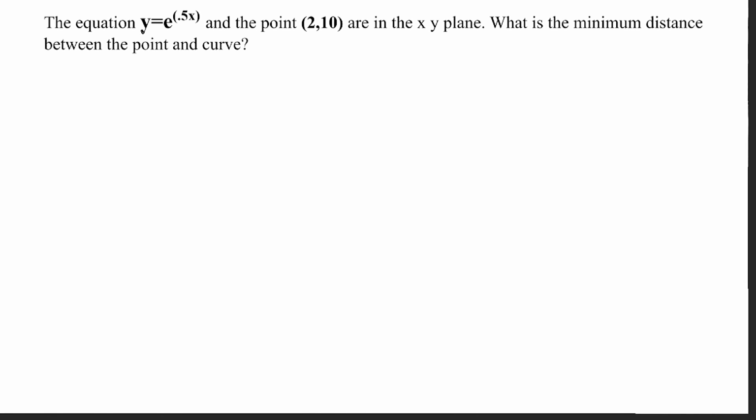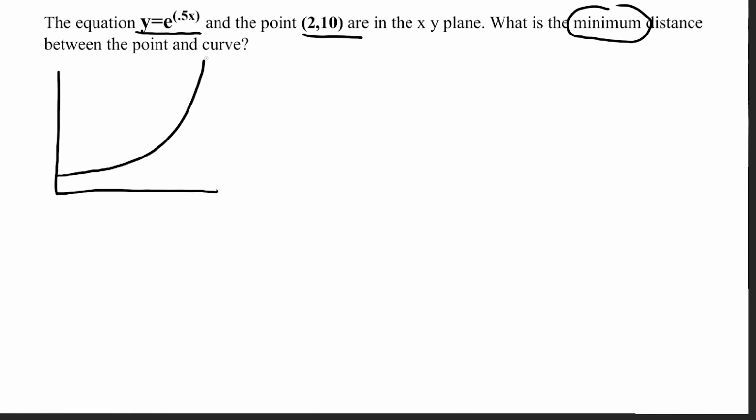So the equation y equals e to the 0.5x and the point (2, 10) are in the xy plane. We want to find the minimum distance between the point and the curve. So I'm just going to draw this out here. I'm going to draw the point and curve. The curve looks something like this, and I'm just going to label the point here (2, 10). Alright, and we want to find the minimum distance between this point and curve.